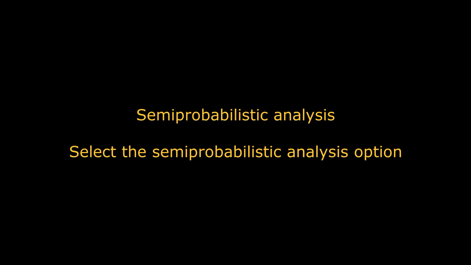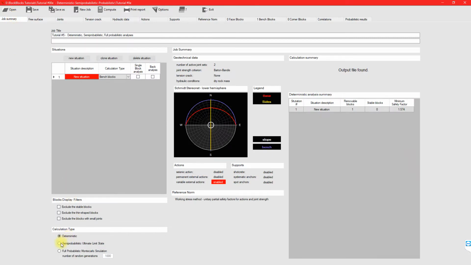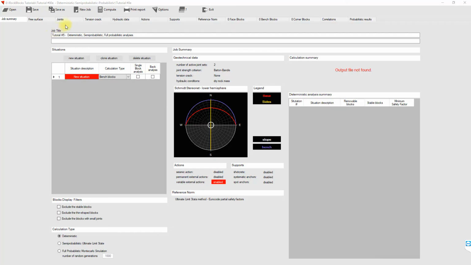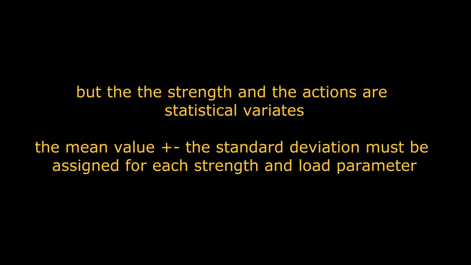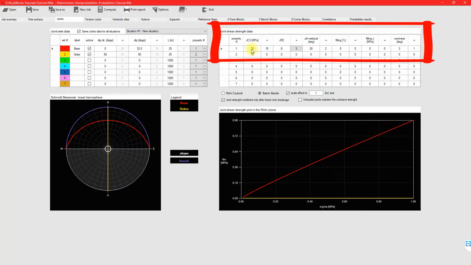Semi-probabilistic analysis. Select the semi-probabilistic analysis option. In a semi-probabilistic analysis, the standard errors of the joint's orientation angles are disregarded in the computation. Whether the strength and the actions are statistical variates, the mean value plus the standard deviation must be assigned for each strength and load parameter.